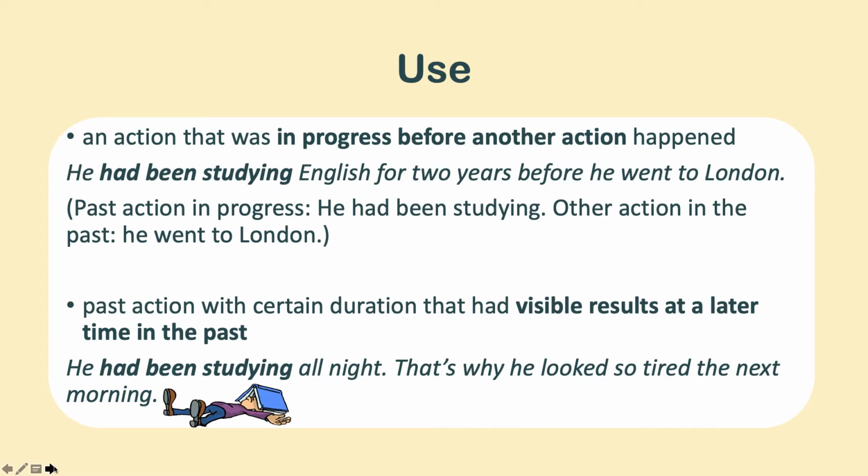We also use the past perfect continuous to talk about a past action with certain duration that had visible results at a later time in the past. For example, he had been studying all night. That's why he looked so tired the next morning.